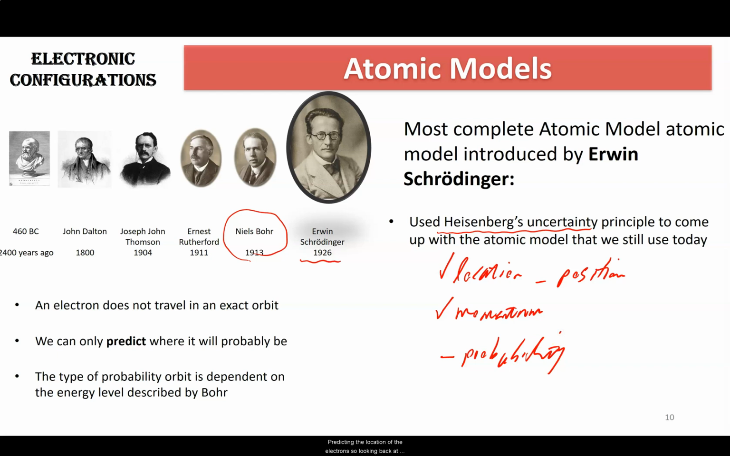of predicting the location of the electron. So looking back at what Niels Bohr predicted, that there are energy levels that would contain those electrons, and the electrons are definitely within those orbitals, Schrödinger said, hey, wait a second, we can't definitely say where within that orbital the electron is going to exist. So we don't know the position of that electron, but we can only predict using mathematical models what the probability of that location is.